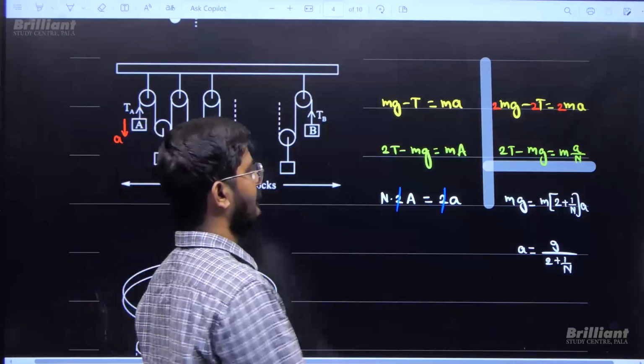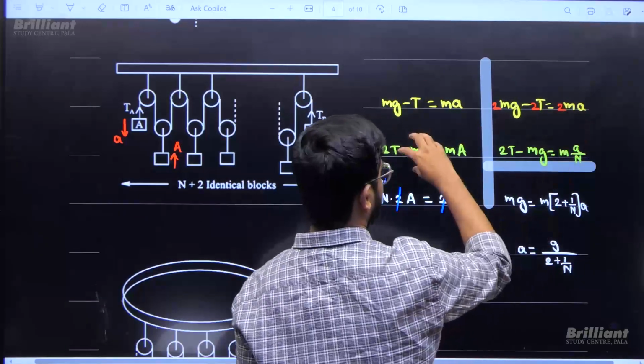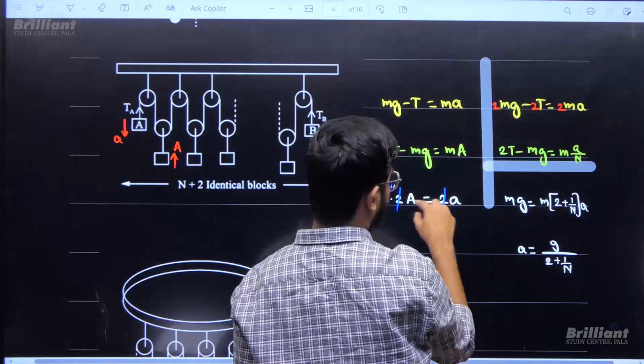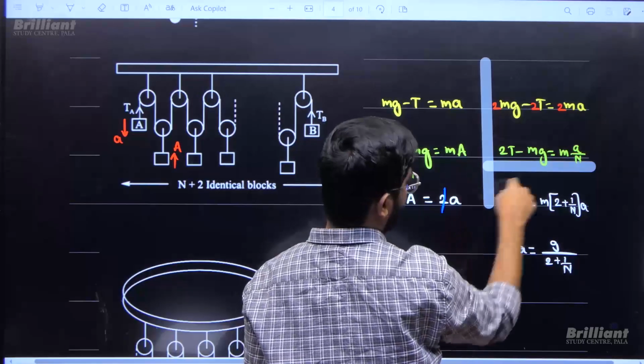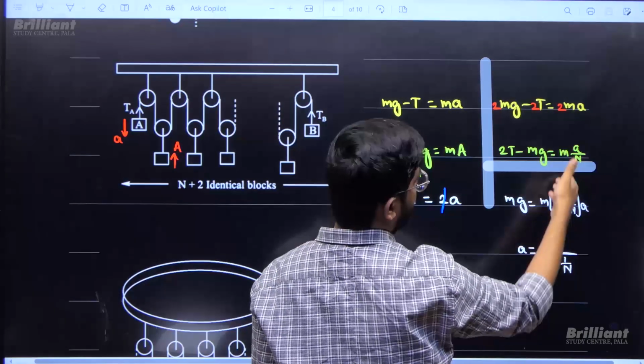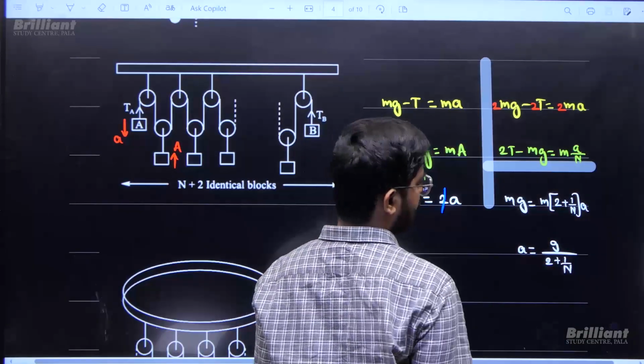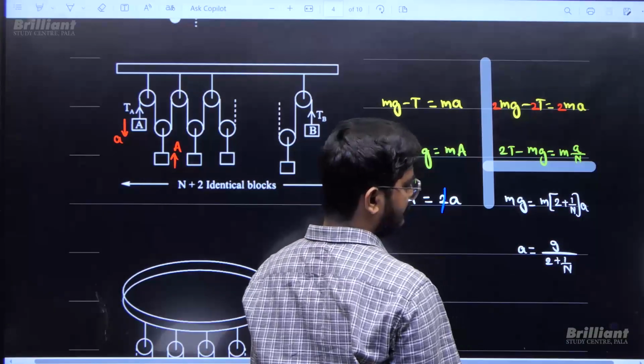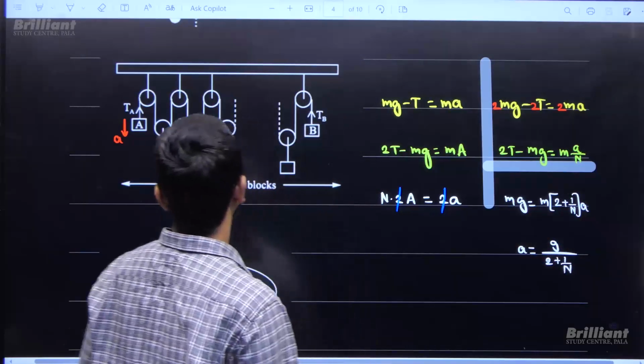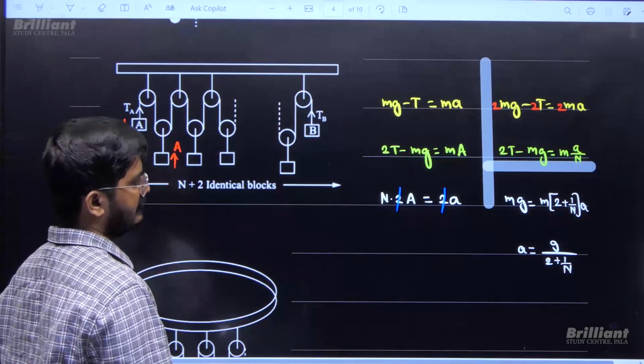Then we need to solve it. I am taking this equation, I am multiplying with 2. I am taking this equation where I am substituting capital A as small a by n. Now I am going to add them so that I can eliminate T. Then I will be getting acceleration as a function of g. Now when n tends to infinity, acceleration is going to be g by 2. This one's acceleration is going to be g by 2.